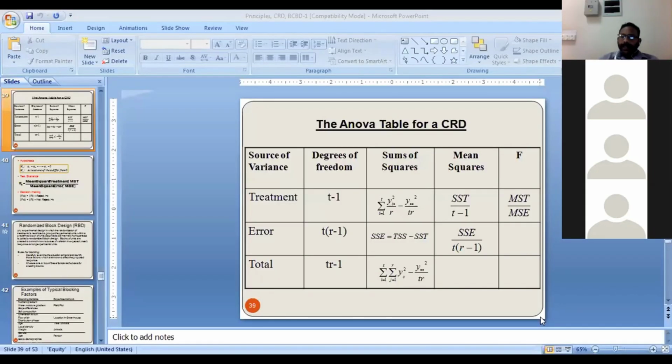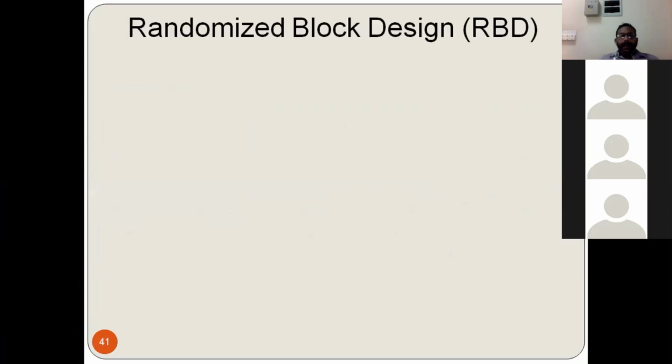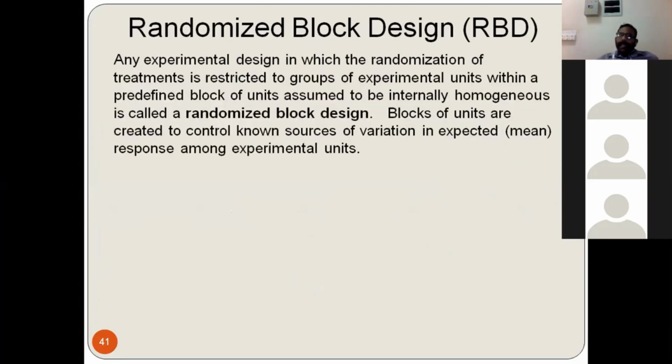So that is the example we did for CRD, completely randomized design. Now we will move to the other type of design. It is called randomized block design. Randomized block design means all the treatments are going to appear in the block at least once, right?